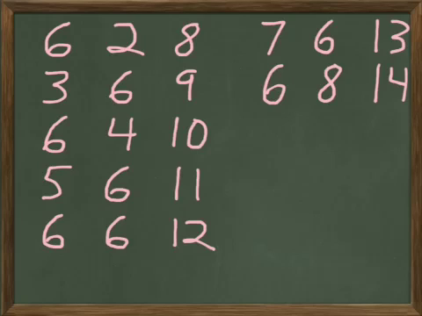Next, we've got a lady who travels 9 miles by water and 6 miles by land. Altogether, how far does she travel? How many miles does she travel? Well, let's see. She travels 9 miles by water and then 6 miles by land. Altogether, her trip was 15 miles. 9 and 6 are 15.